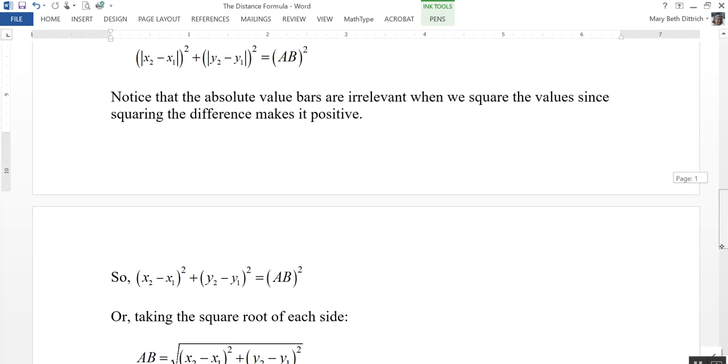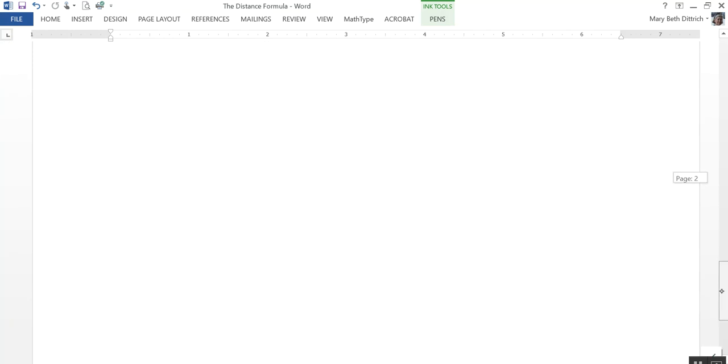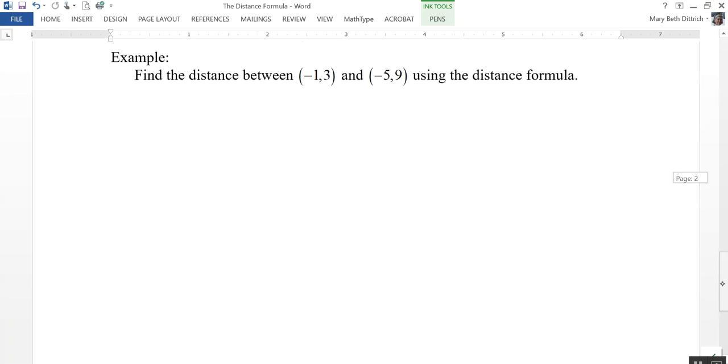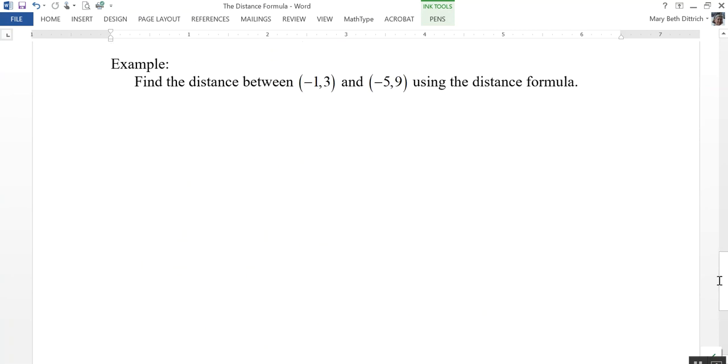So let's take a look at an example here. We need to find the distance between the points -1, 3 and -5, 9 using the distance formula. So I'm going to say the distance is equal to the square root of, and if you need to label these, you can do this, x1, y1, x2, y2, and I'm going to do -5 minus -1 squared plus 9 minus 3 squared, and take the square root of the whole thing.